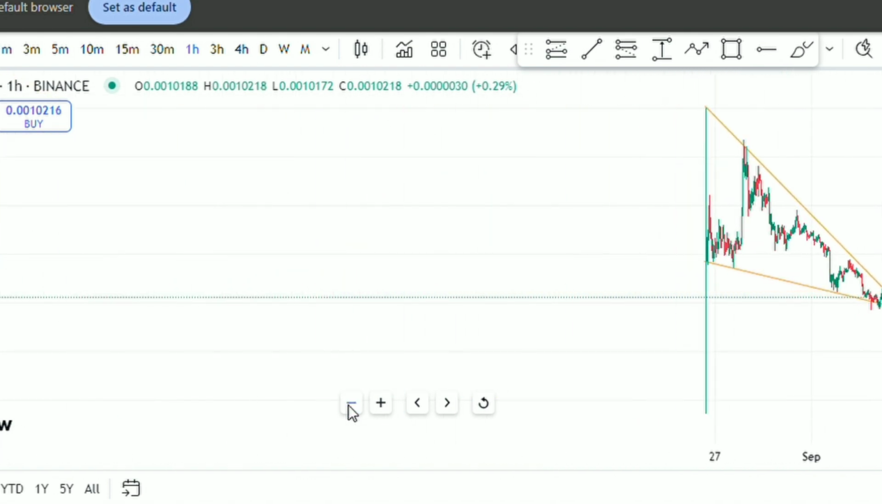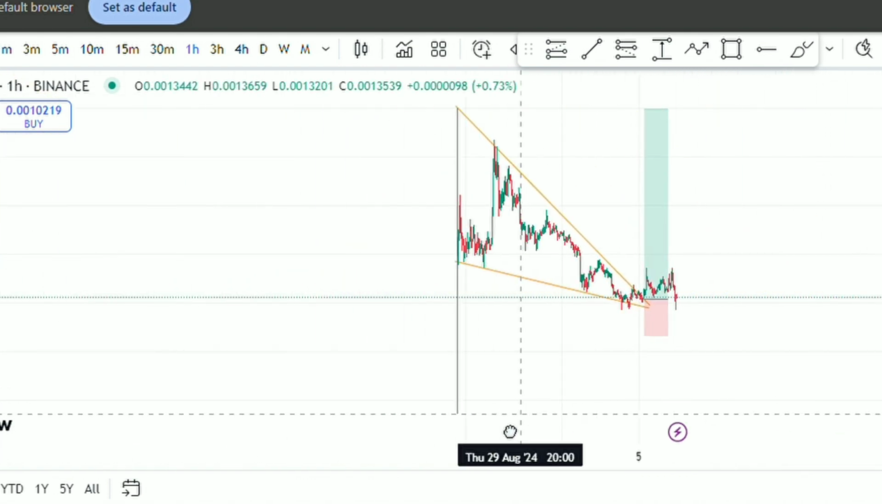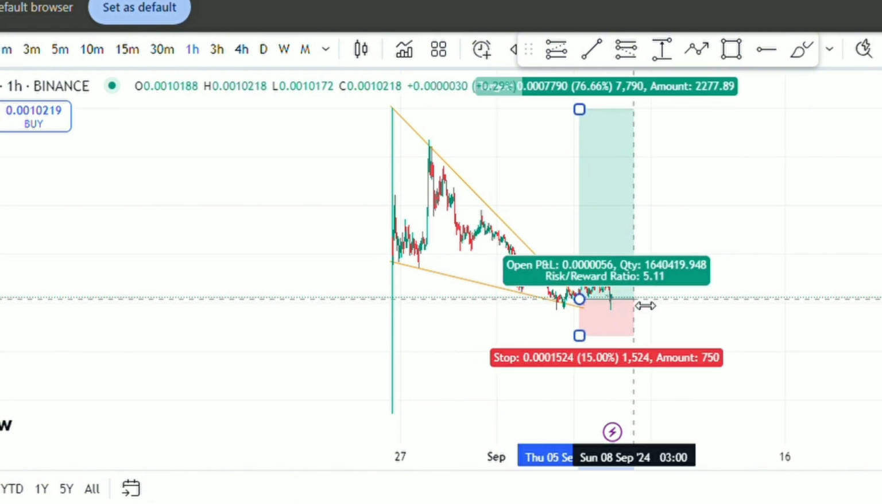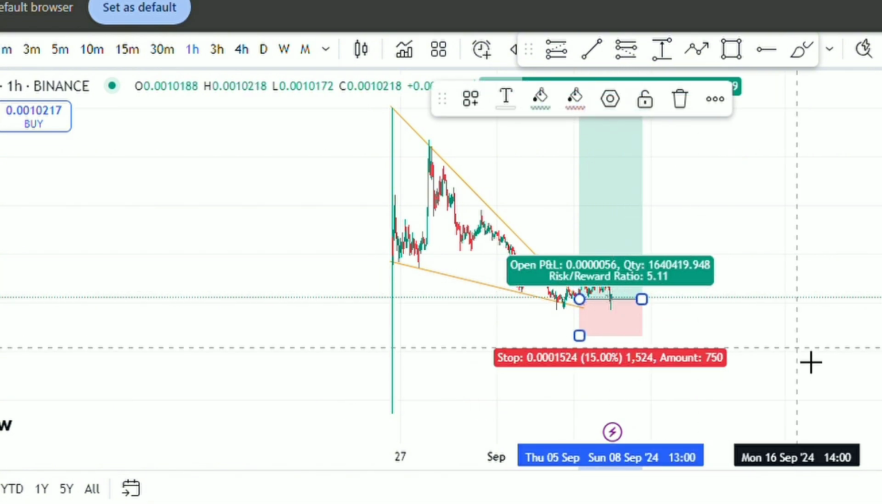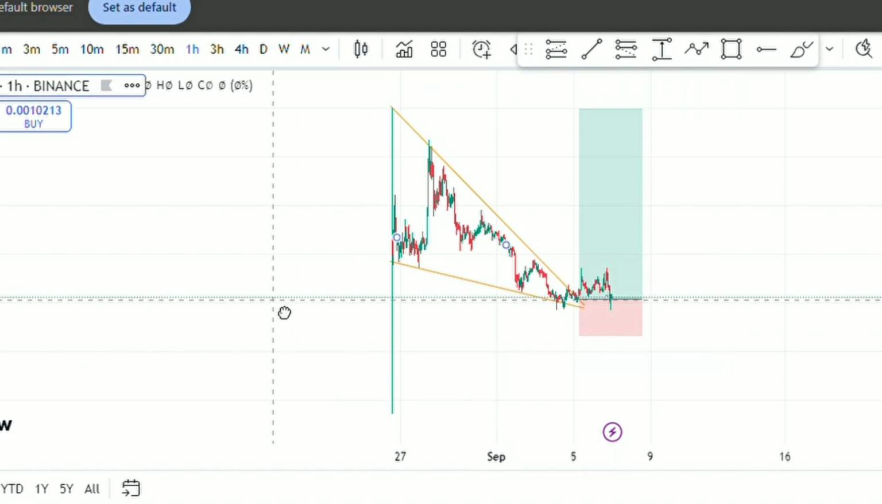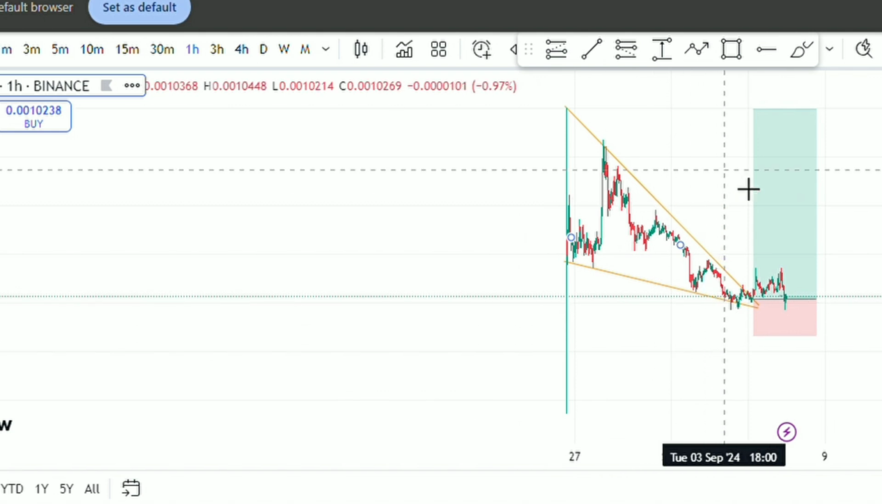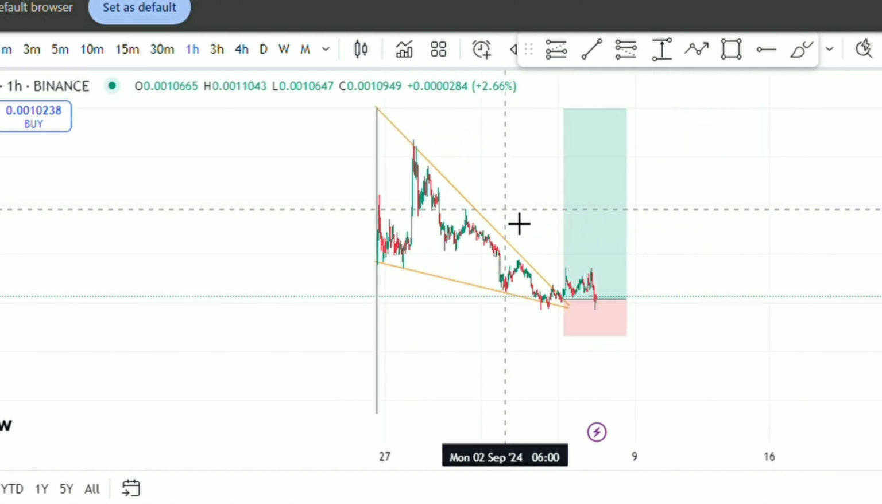I was expecting a bullish move here. So this is where I do my analysis. You see, this is how to do your analysis. This is the new coin that just landed in the crypto market. So you can do your analysis here and you can enter the market and make your money here.